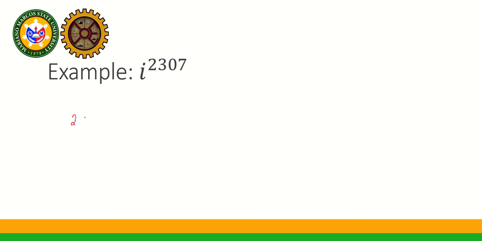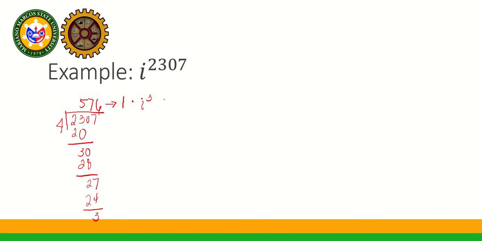So, si exponent mo, i-divide mo by 4. If you try to divide, 2307 divided by 4 will be equal to 576. You have a remainder of 3. Ibig sabihin, i raised to 2304 will be equal to 1. Tama? And then, i-multiply mo ngayon si i raised to 3. So, our answer will be equal to i raised to 3.